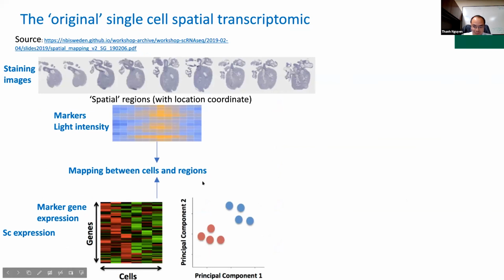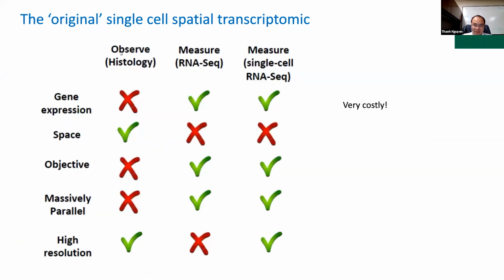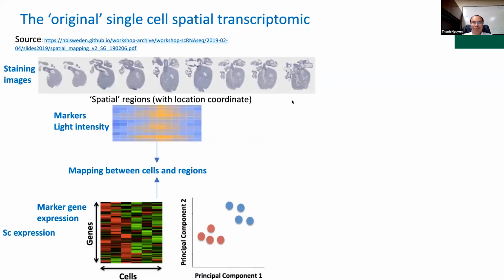So basically, the two main components are the histology, the staining image, and single cell, and we have to map them together.